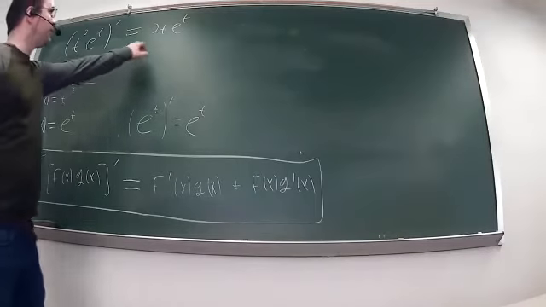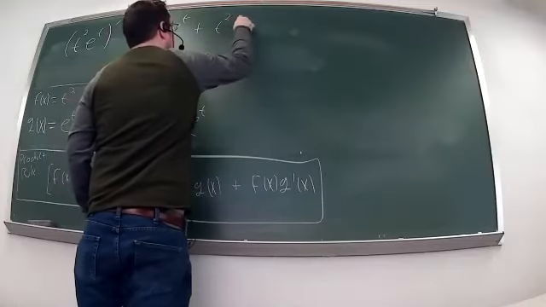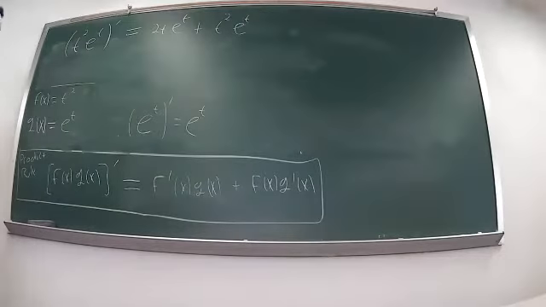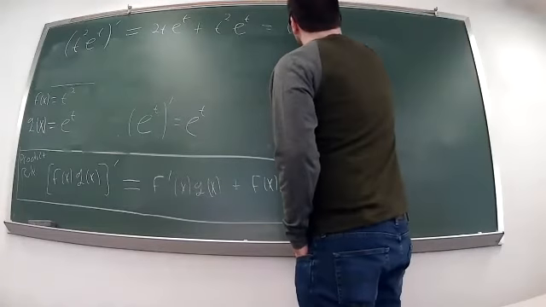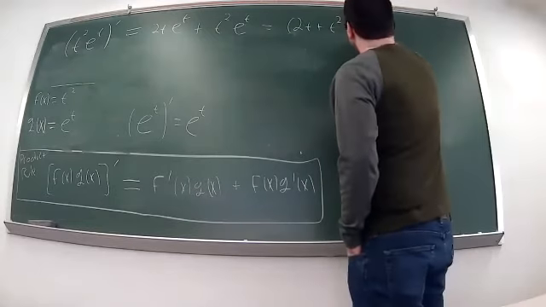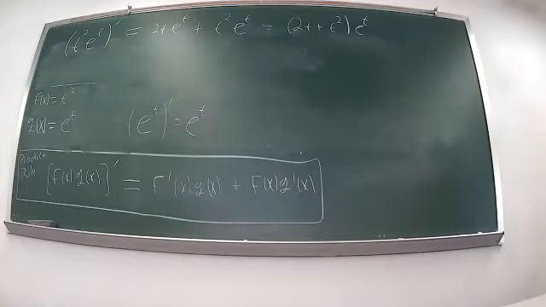So this is f prime times g, plus f, which is t squared, times g prime, and the derivative of e to the t is e to the t. So then you can collect your terms, and you're just going to get 2t plus t squared times e to the t as your answer there.